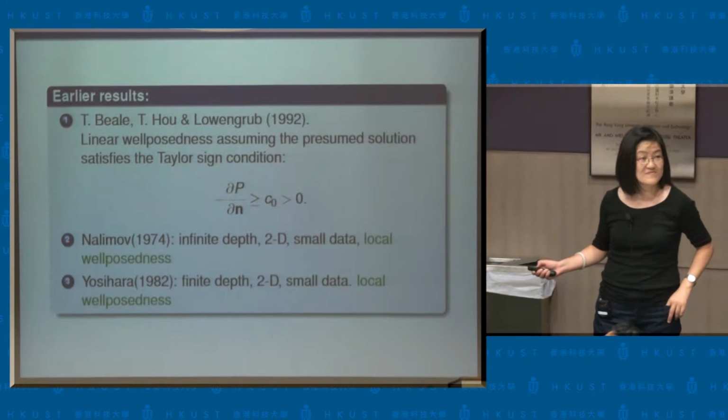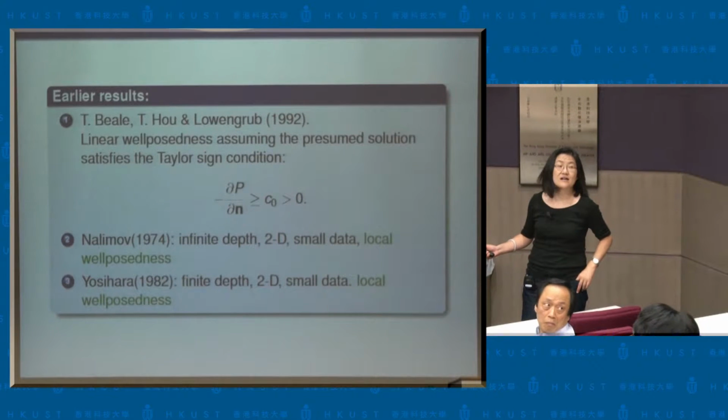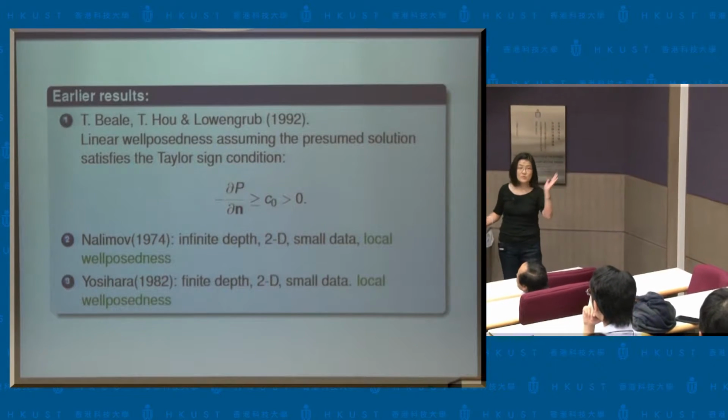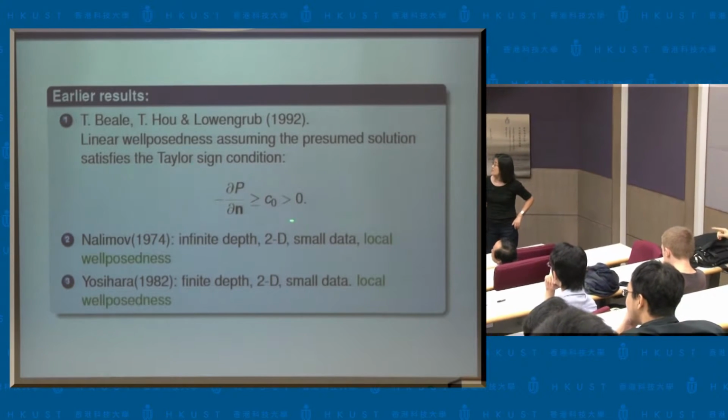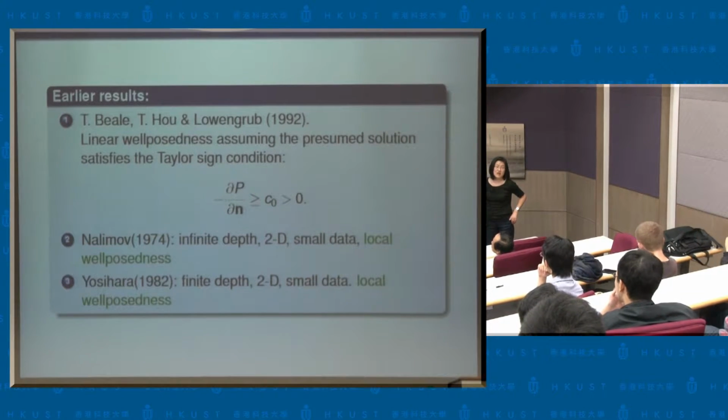Yes, N is the outward normal. P is pressure. C is a constant, just some constant.